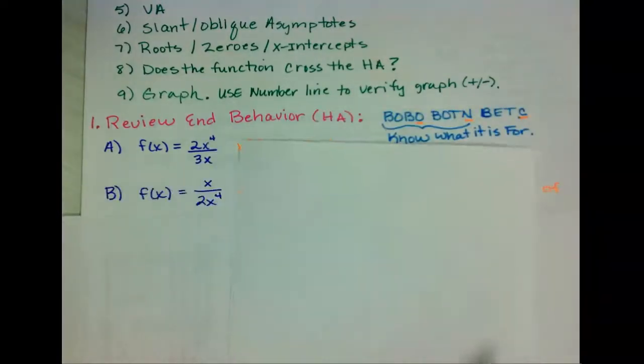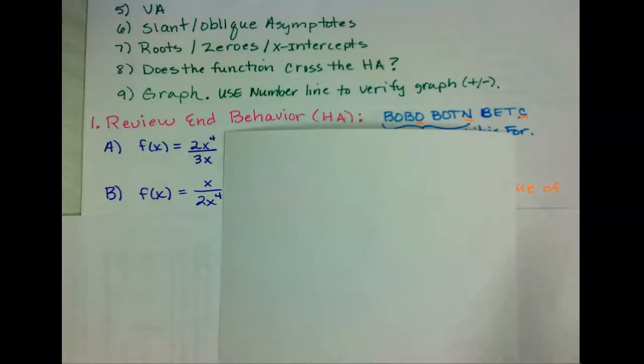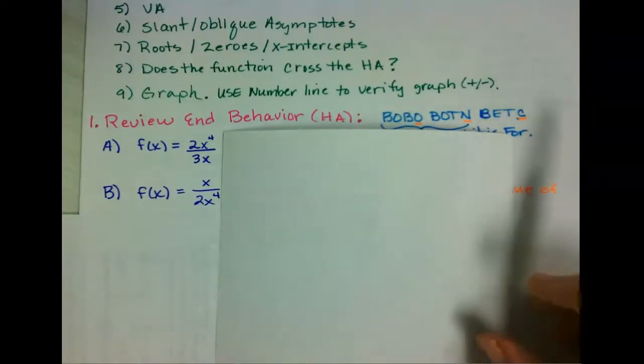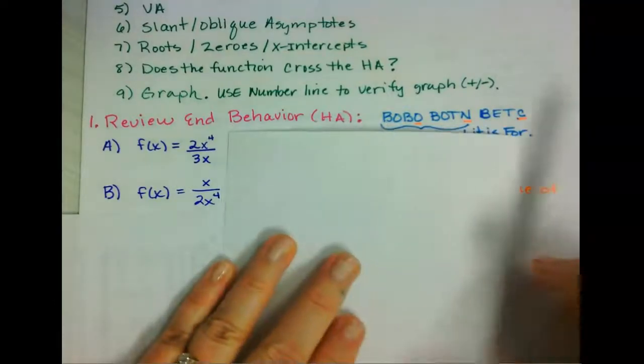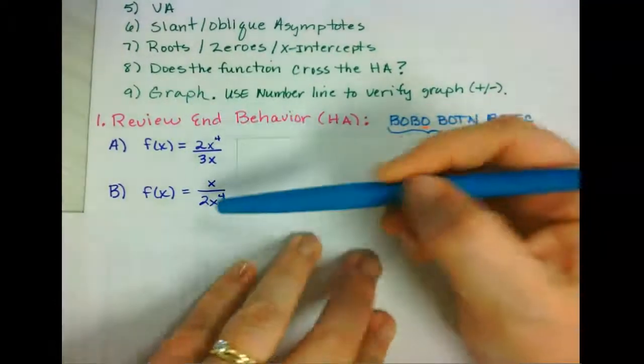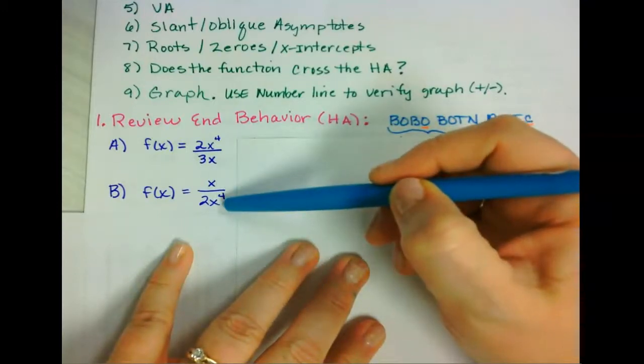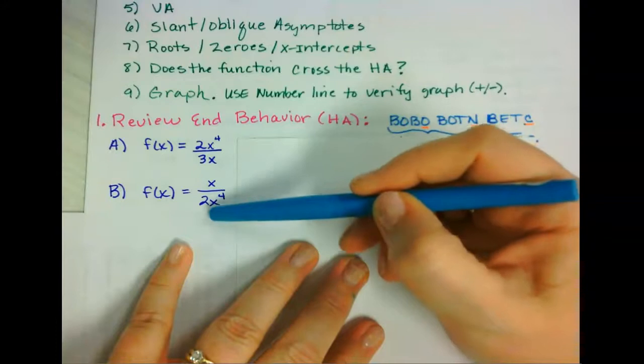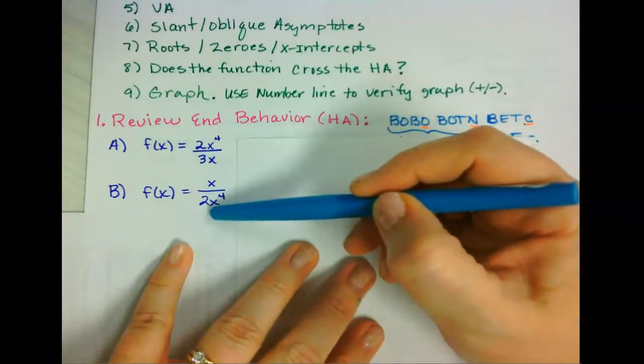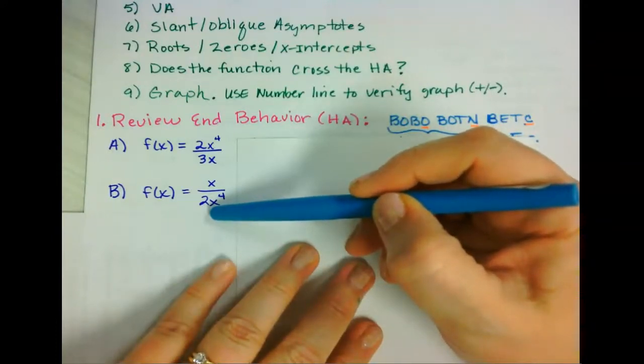Okay, so now we're going to look at this one. We have f of x equals x over 2x to the fourth. So I'm thinking about what's going on here, and I'm looking at this, and I'm thinking, okay, I've got a linear function on the top, but now I've got that on the bottom. And so as these x numbers get bigger and bigger, the value of that fraction is getting smaller.